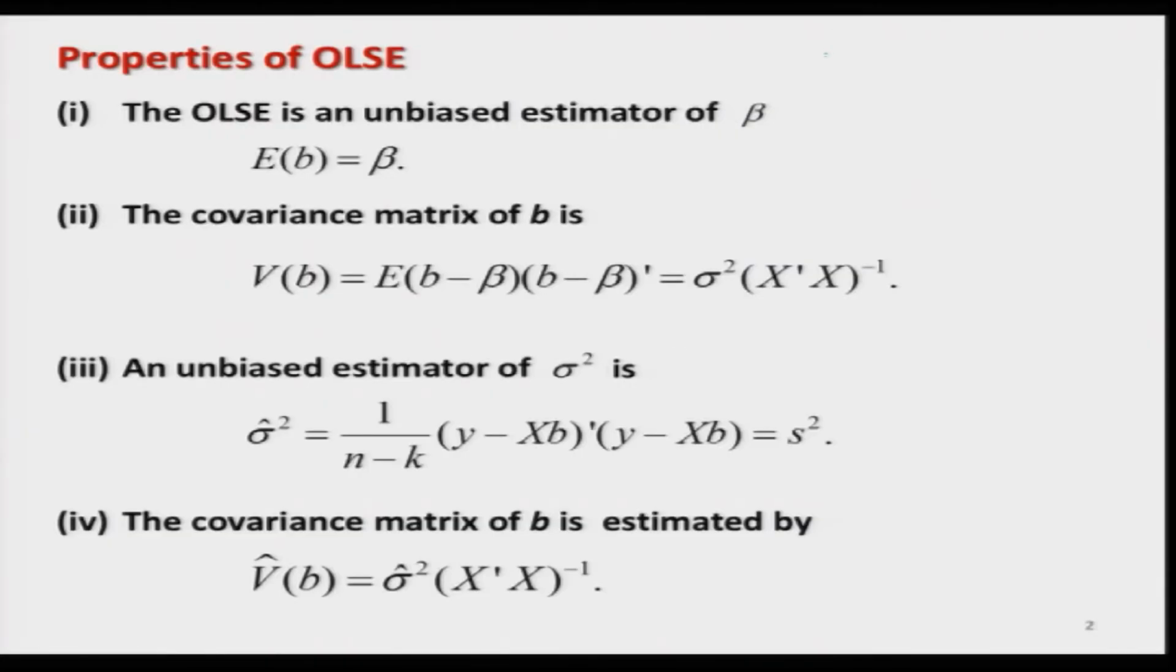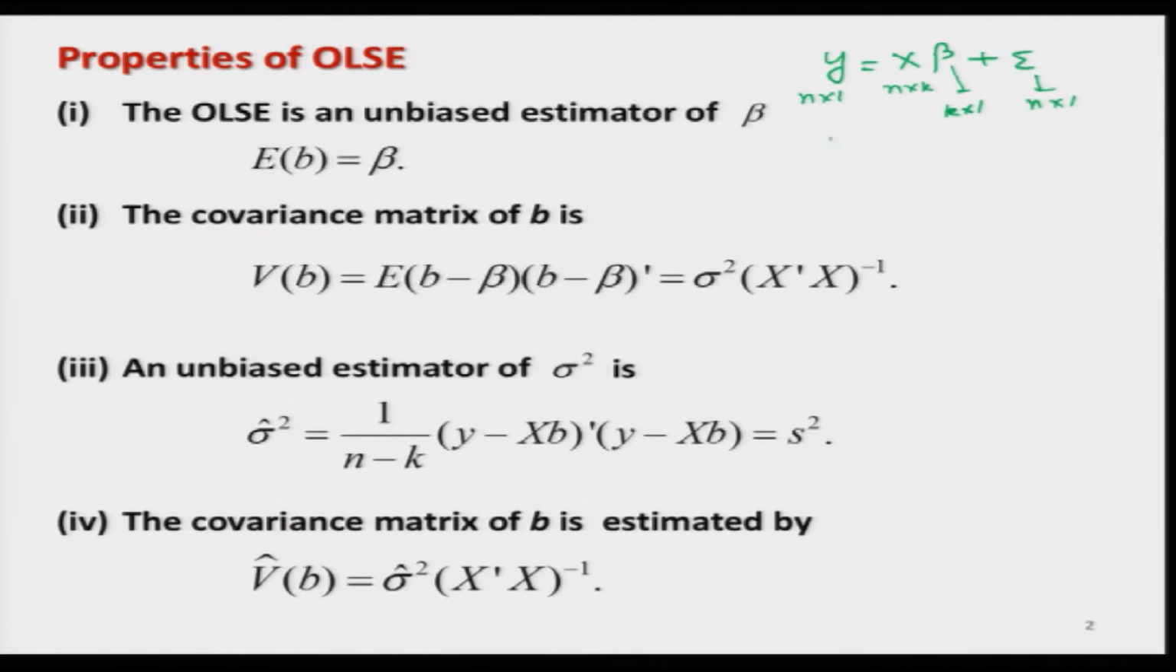You can recall that our model was y equal to x beta plus epsilon. This is our multiple linear regression model, where y is an n cross 1 vector of observations on the study variable, x is an n cross k matrix of observations on k independent or explanatory variables, beta is a k cross 1 vector of regression parameters, and epsilon is an n cross 1 vector of random error components.